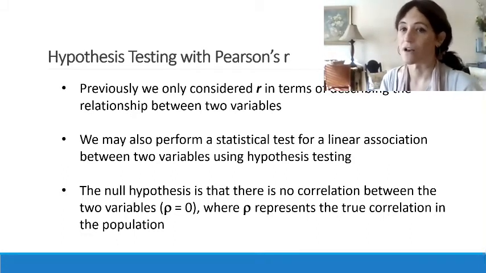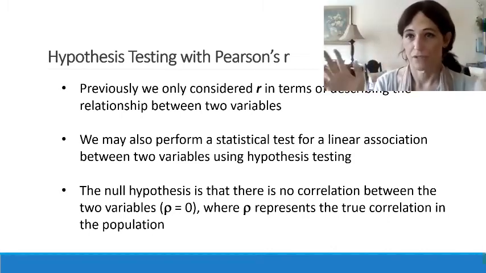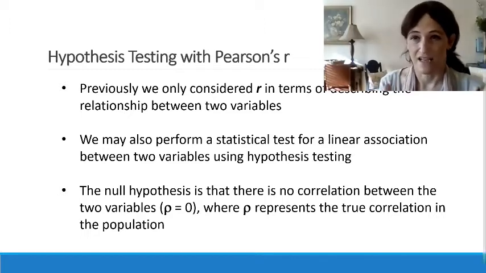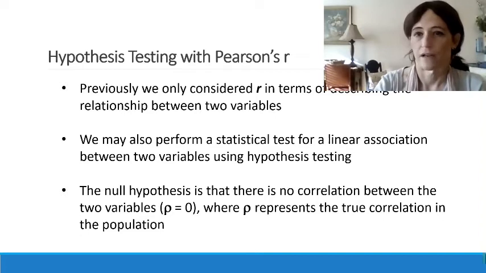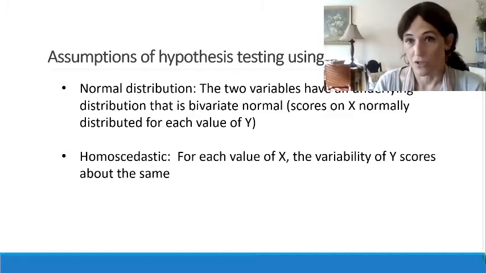So we're saying the null hypothesis is that there is no correlation between these two variables, and we then determine to what extent that is likely to be true given what we've observed in our data. Okay. So when we do hypothesis tests using R, there are some assumptions.